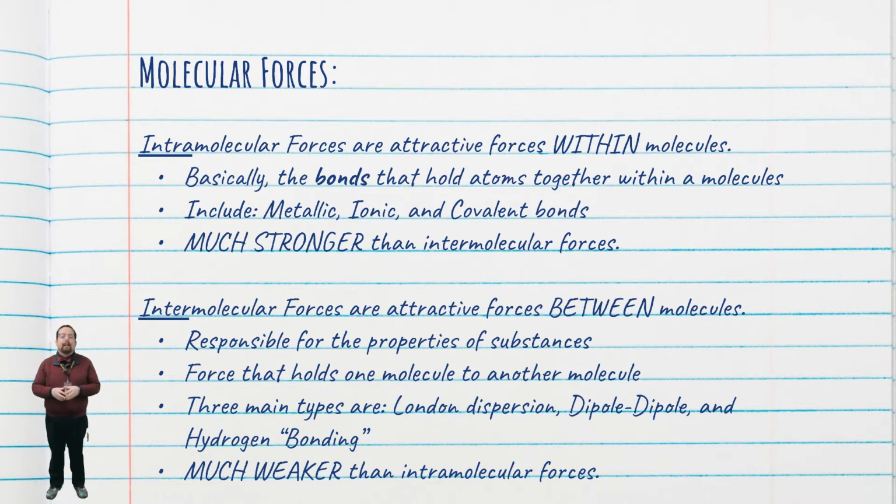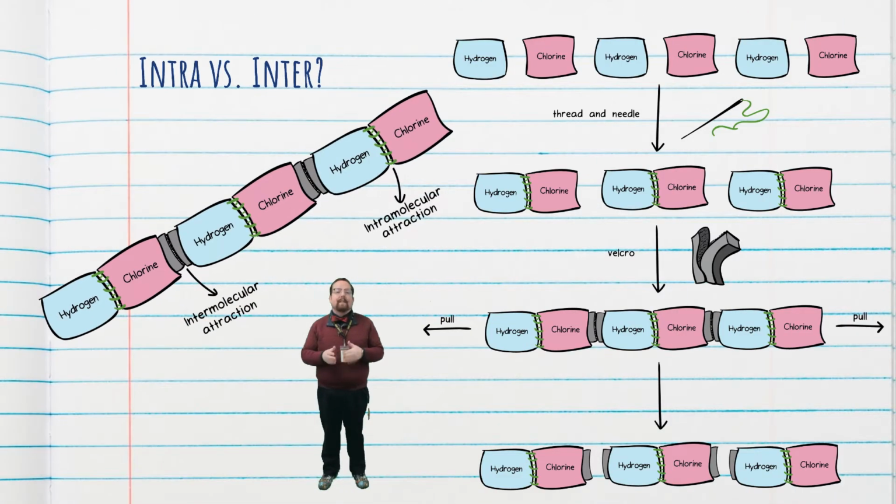To help illustrate the difference in strength between intramolecular and intermolecular forces, think about a row of blue and pink rags that represent hydrogen and chlorine. One hydrogen is sewn to one chlorine. Then that pair, or molecule, is velcroed to another molecule that looks just like it. The thread that sews a blue and pink rag together is like the covalent bond between hydrogen and chlorine. And where one hydrogen chloride molecule is velcroed to another, those are like our intermolecular forces.